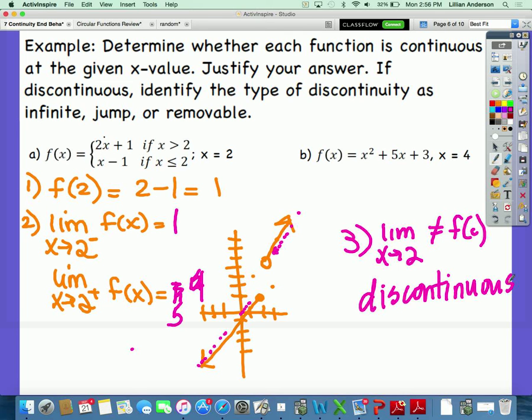Not all piecewise functions will be discontinuous. So you've always got to check step 2. At different points, yeah. What kind of discontinuity do we have? You have a jump discontinuity. Okay? You gotta make sure you write that in there.